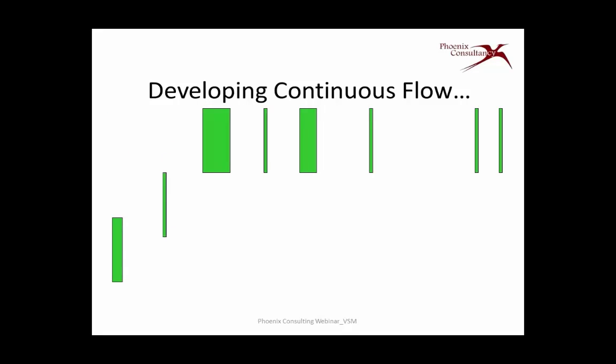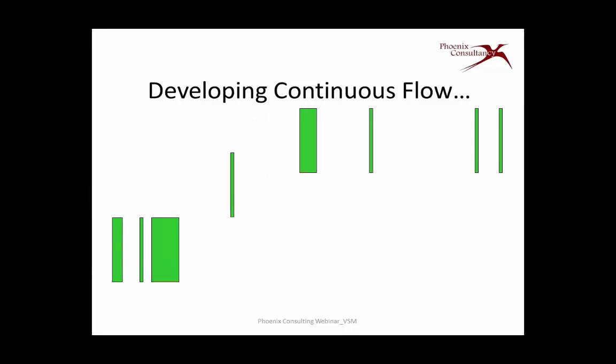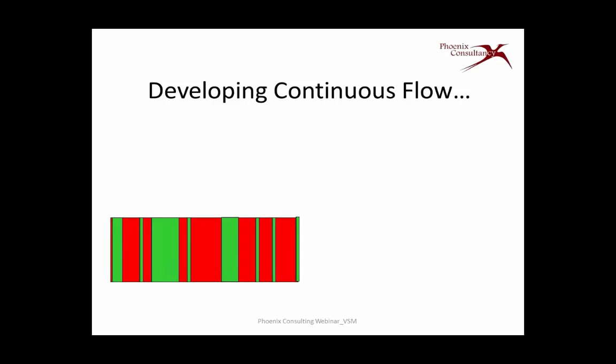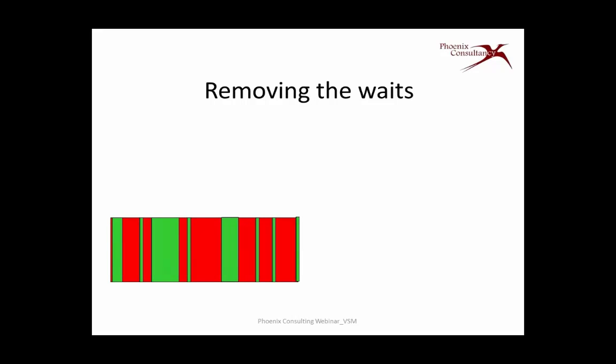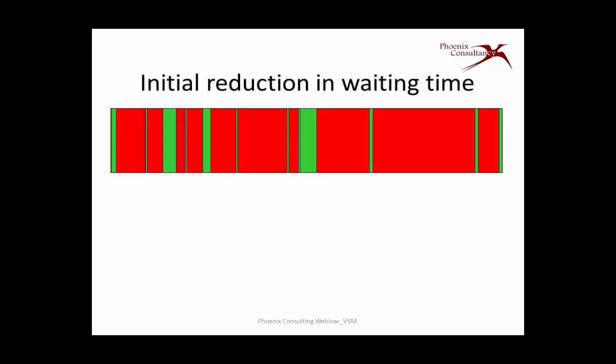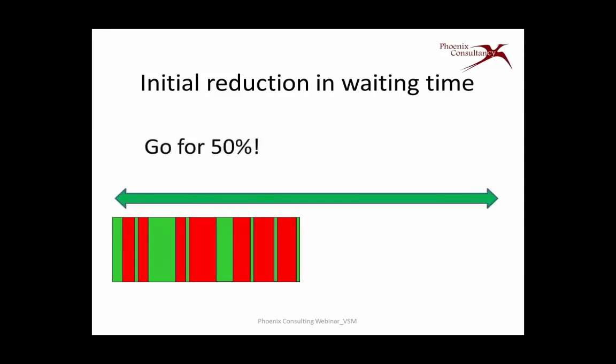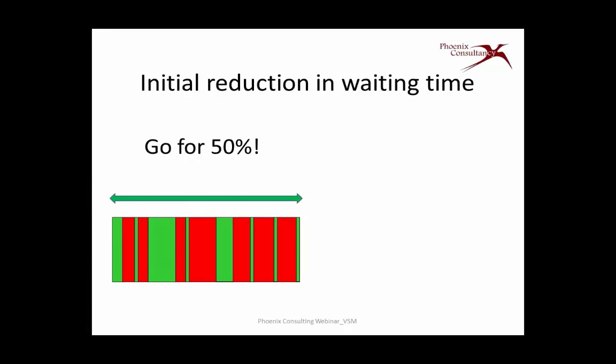So this is it. This is the aim in our redesign efforts: to get all those value-added bits as close together as we can and to remove the waits. Now, in any lean improvement effort, we should begin to try slashing by 50% initially. That's kind of what we go for. Always try to halve it on your first stab, if you can. Try to go for 50%.